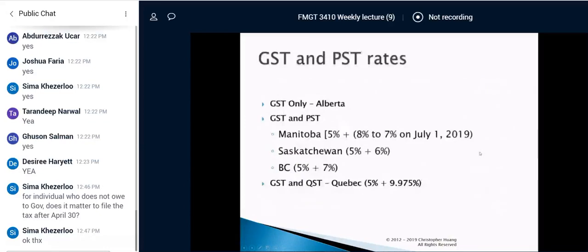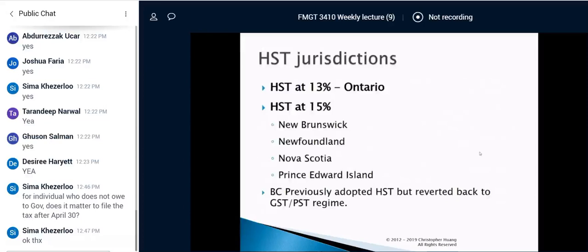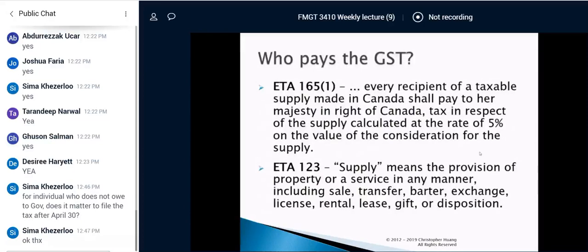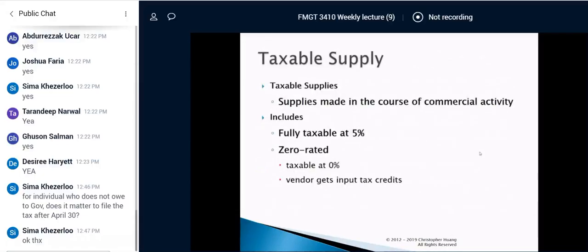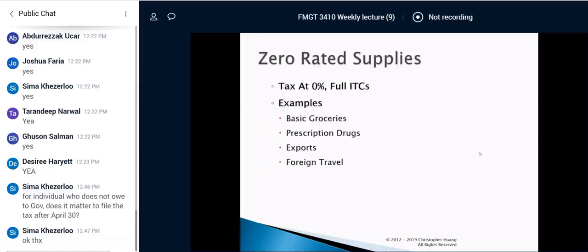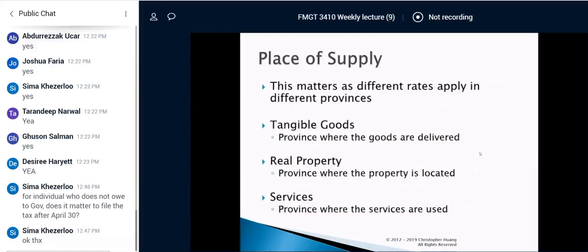Okay, I'm not going to go too much further because we're running over time. So again, all in all, here are the rates, okay? And the big thing about it is, who pays the tax? Again, every recipient of a taxable supply shall pay the tax, okay? And when we talk about the recipient, it's very broad, okay? So this stuff here is some examples of what matters. Here's the last thing that you have to understand. How do you figure out whether or not GST or PST applies?